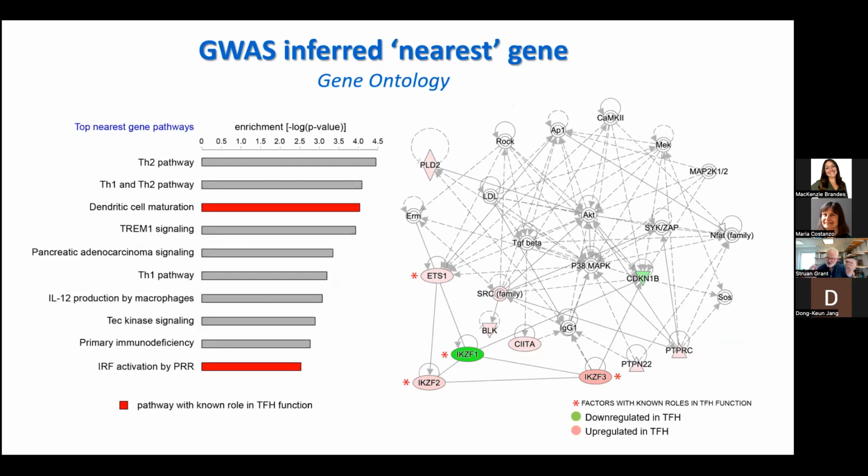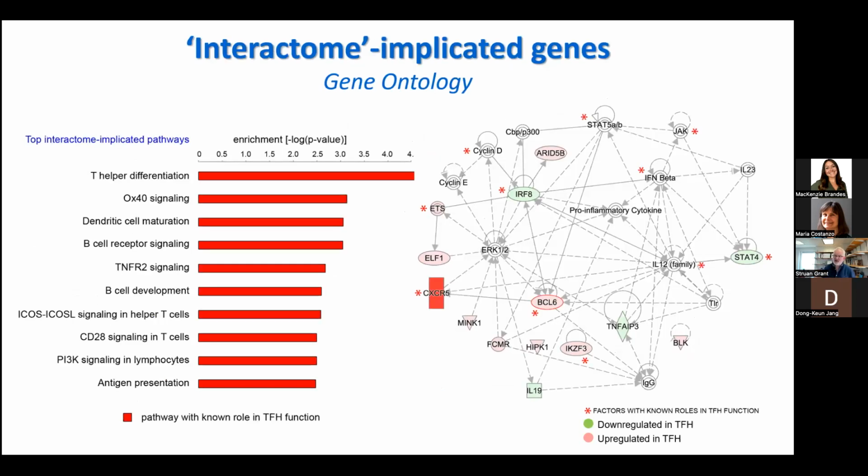And he said, well, what if I take those nearest genes to all those GWAS loci and do pathway analysis? Only 2 of the top 10 pathways are relevant to TFH biology, whereas taking our analysis, with what we think are the closer-to-effector genes at these loci, 10 for 10 were relevant to TFH biology.